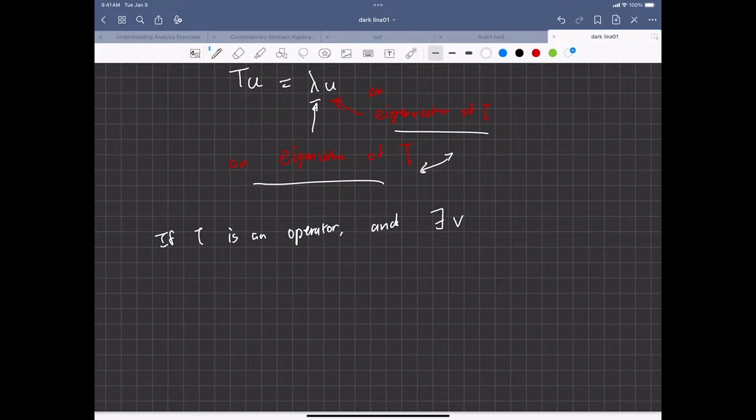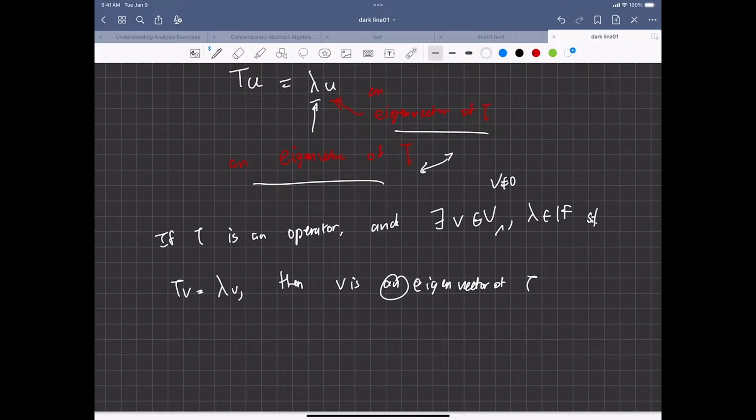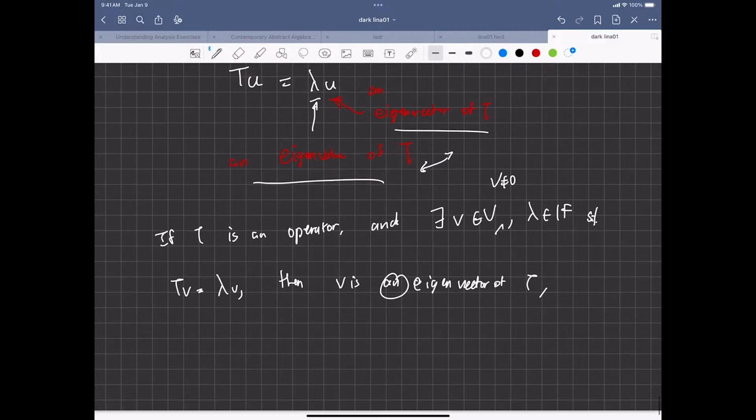There exists a v in V and a lambda in F such that Tv equals lambda v, and we also require that v is non-zero. Why is this so? We'll see that later. Then v is an eigenvector of T. Why is it "and"? Because it's not unique. Lambda is an eigenvalue of T.